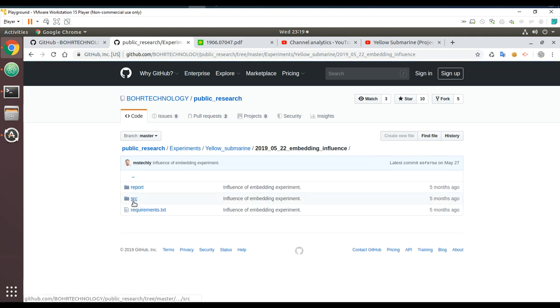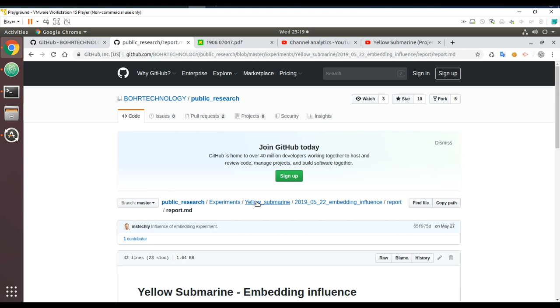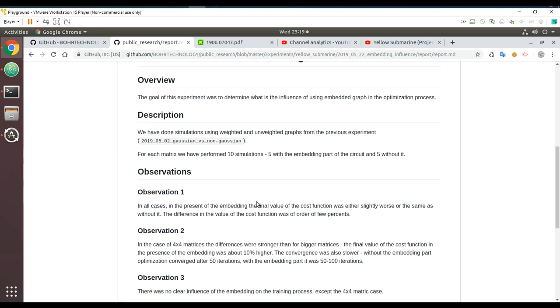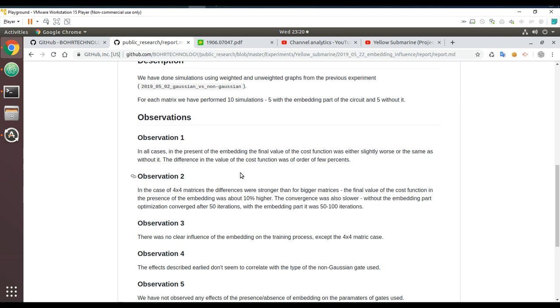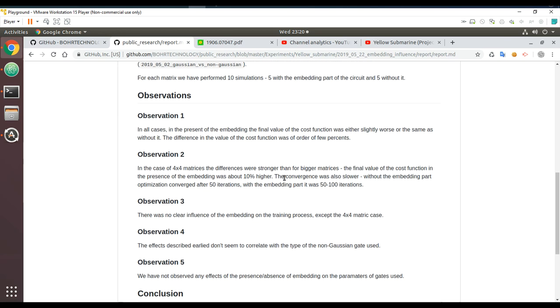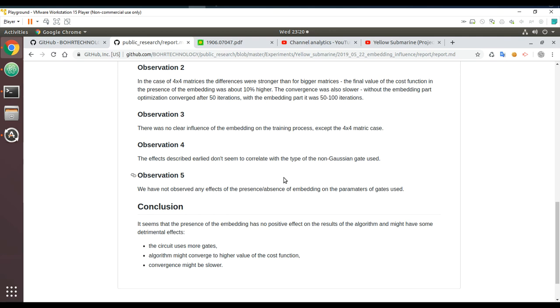Embedding influence. Report. Description, observation. So the goal of the experiment is to determine what is the influence of using embedded graph in the optimization process. We have done simulations using weighted and unweighted graphs from previous experiments. In all cases, in the presence of the embedding, the final value of the cost function was either slightly worse or the same as without it. It seems that the presence of the embedding has no positive effect on the results of the algorithm and might have some detrimental effects. The circuit uses more gates, the algorithm might converge to a higher value of the cost function, convergence might be slower.